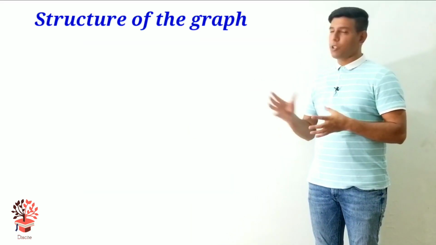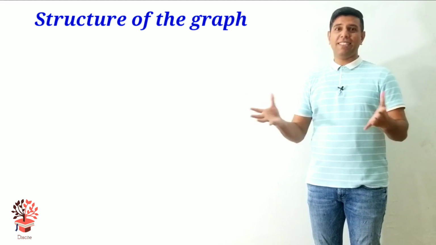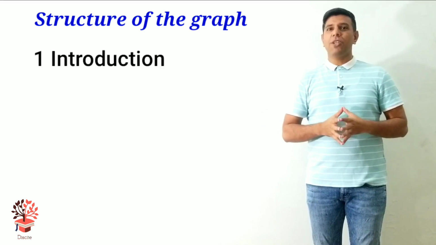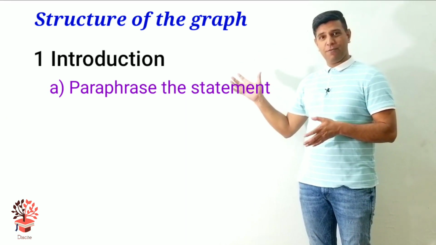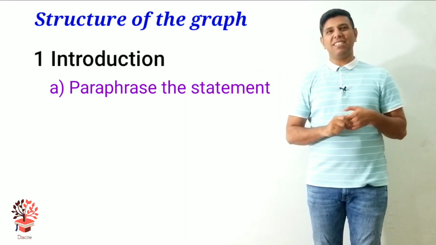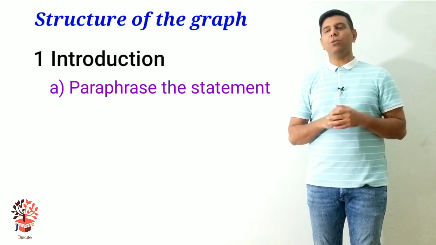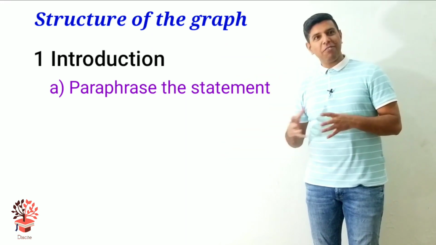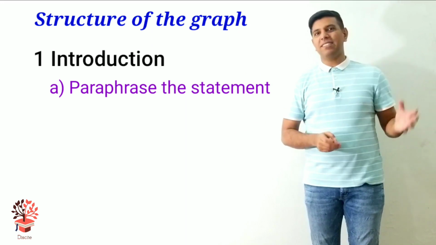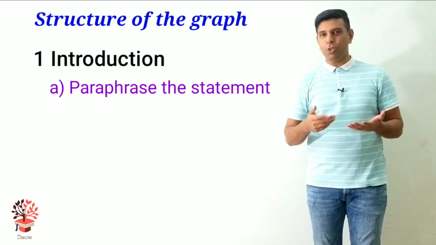So how do we actually write the graph? First thing is the introduction. So what do you need to do? You need to paraphrase the information that is given in the question. Paraphrasing does not always mean that you have to replace every word. You can have a look at the meaning and you can write the same meaning in your own words. That would do.